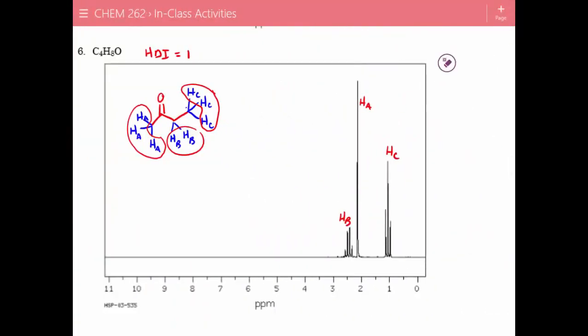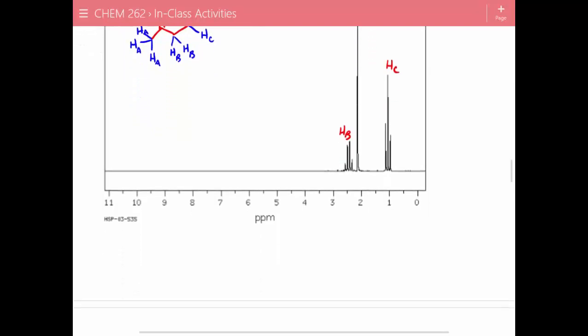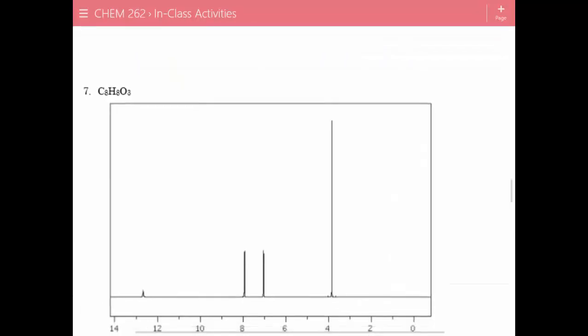And it's right around 2.5, which is pretty darn close to where it should be. So this looks like great evidence for supporting this ketone that we have drawn here. All right, let's go to a more challenging one.